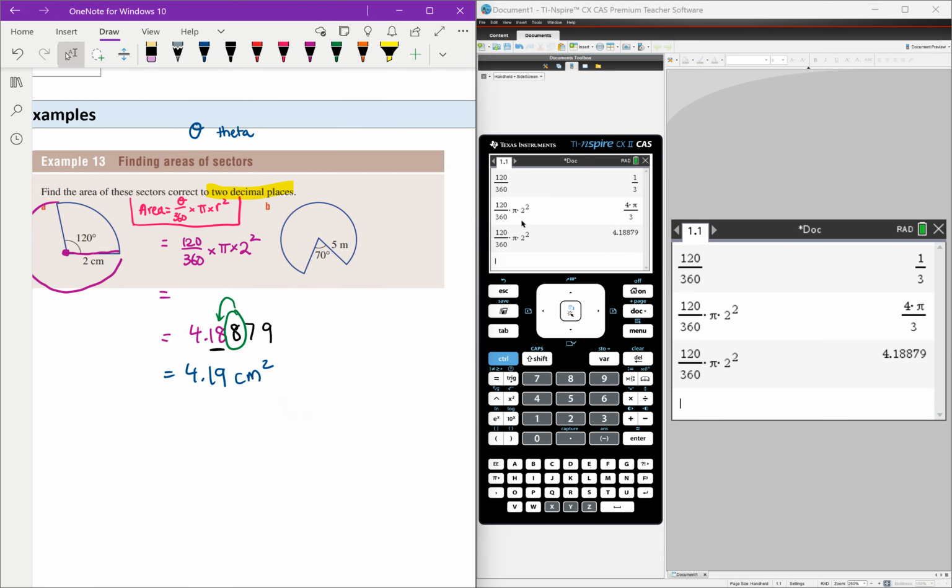B. Now B is trickier. Just a more detailed, trickier one. Area is theta over 360 times pi times the radius, which we already know is 5 squared. I'm interested in your angle. Hands up if you put your angle as 70. Hands up if you put 70 there.